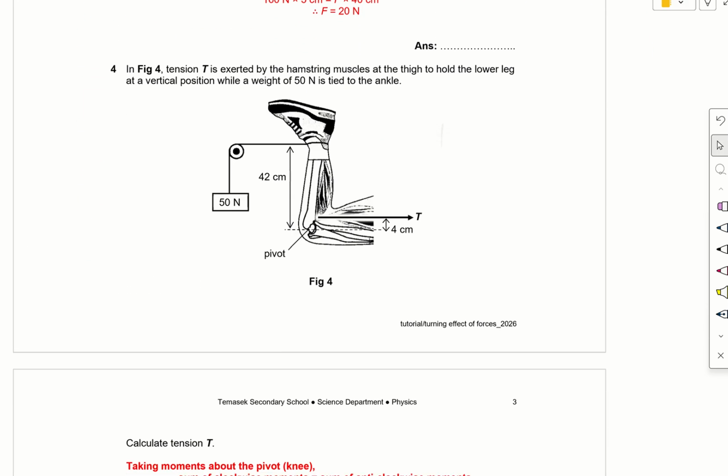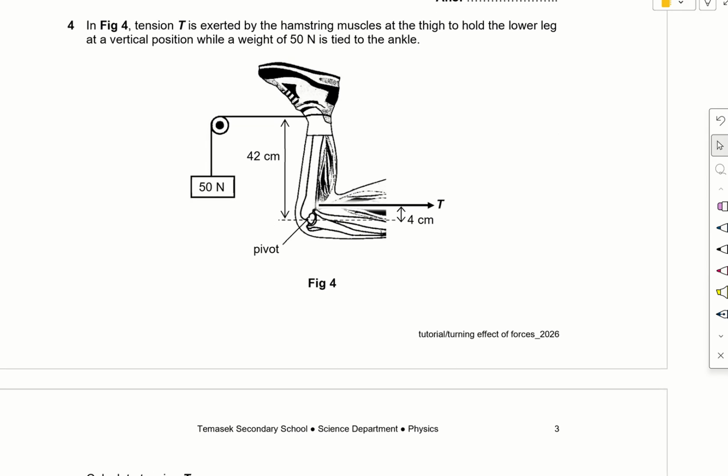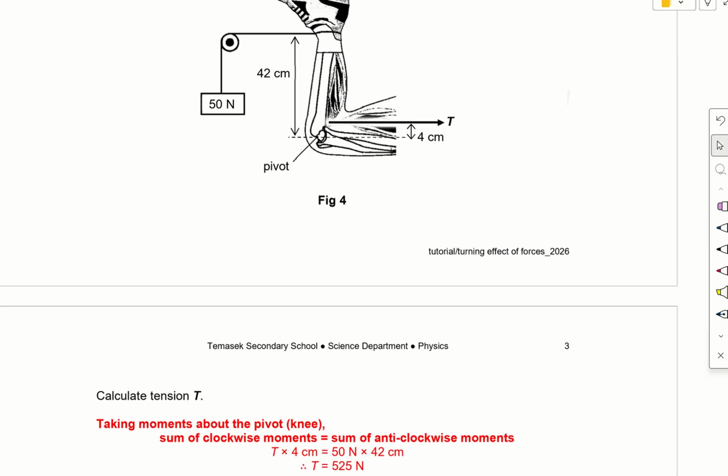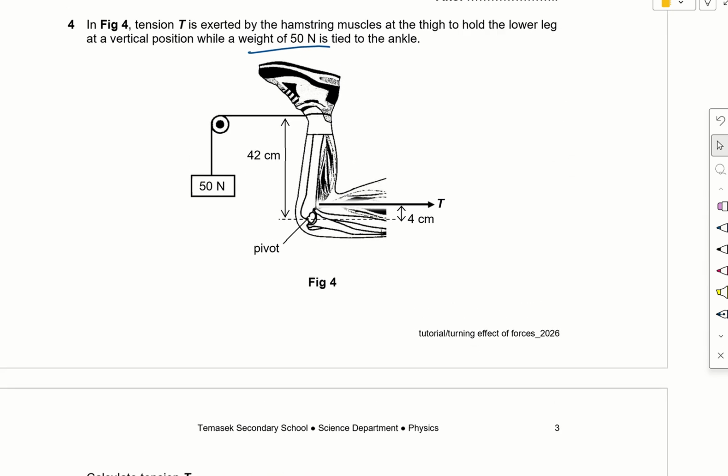Okay, in figure 4, tension T is exerted by the hamstring at the thigh to hold the lower leg at a vertical position, while a weight of 50 Newton is tied to the ankle. Okay, so they want us to calculate the tension T, that is due to the hamstring muscles. So step 1, the pivot is here. Okay, this is my pivot.